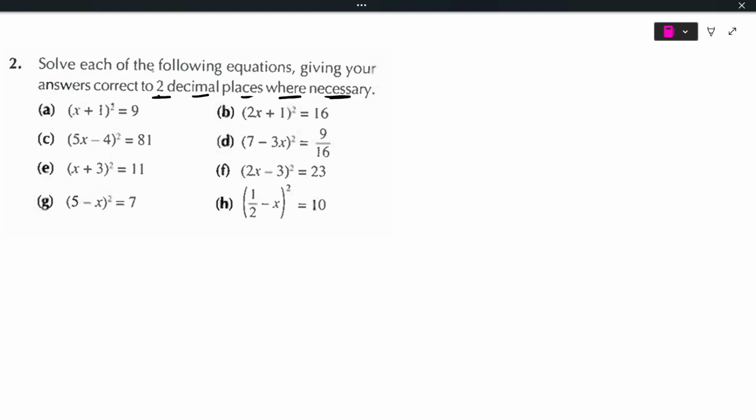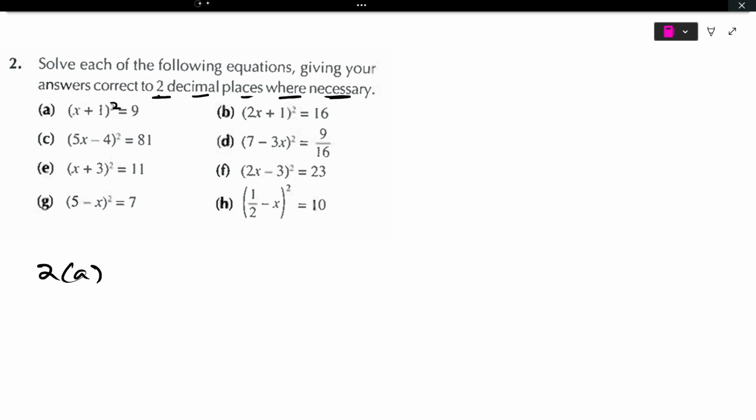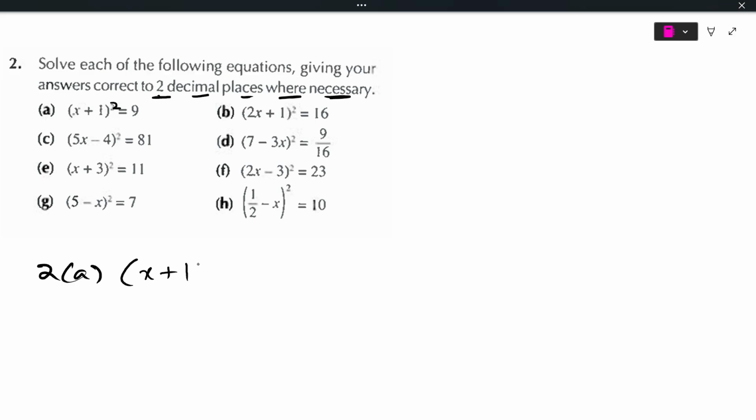In part number 1 you can see we have x plus 1 whole square is equals to 9. So let me just copy part number A over here. Just focus on the screen. So it is x plus 1 whole square is equals to 9. Now first of all, pay attention on the screen. I need your entire attention on the screen.